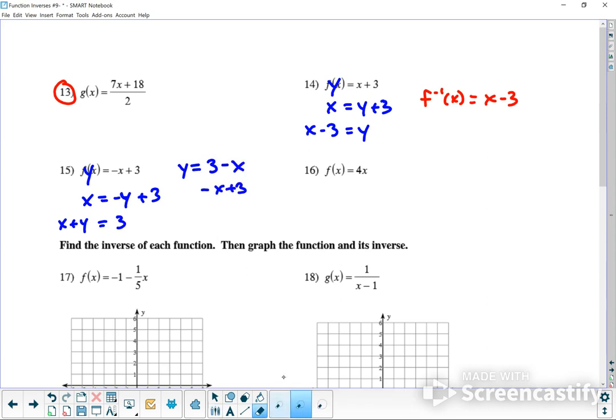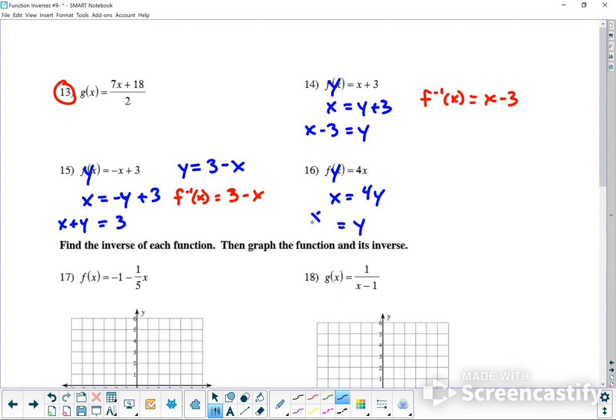Okay, that just seems like it's a little sloppy. So I just wrote the minus x in the back. And there you go. That's your final. So that would be the inverse f negative 1, which is f inverse. It's going to be 3 minus x. Okay. This one, again, it's a y. Swap it. So it'll be x equals 4y divided by 4. So it'll be y equals x over 4.